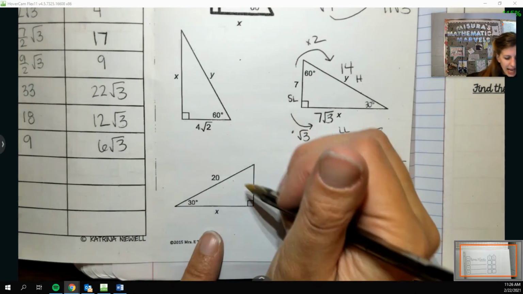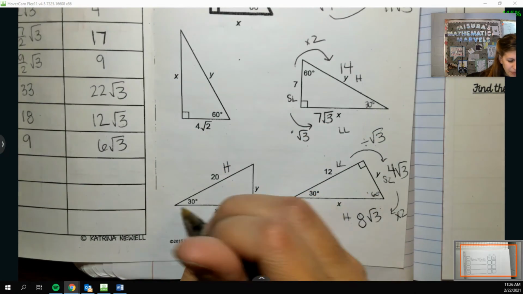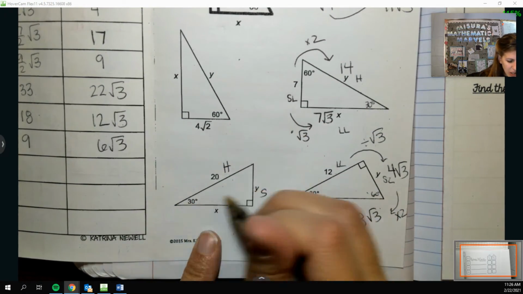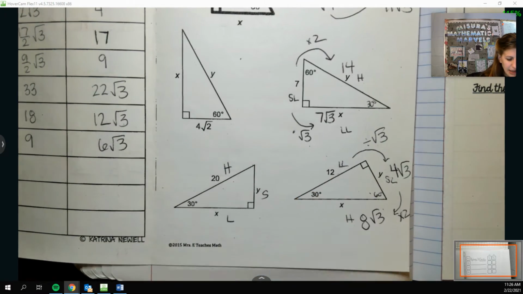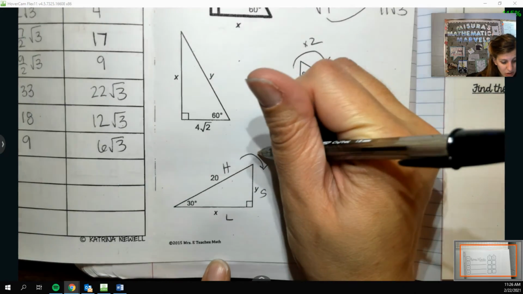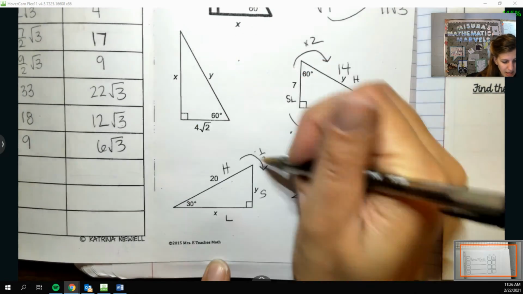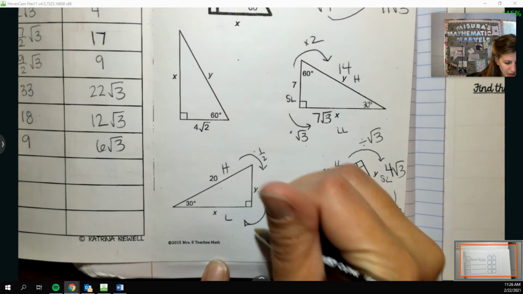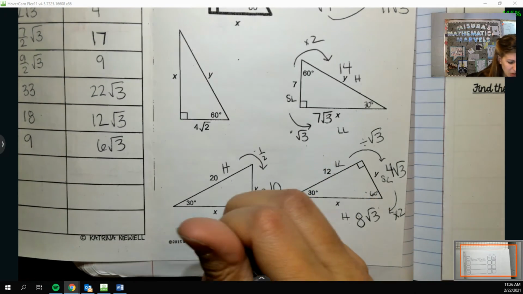This one next, I know the hypotenuse. Y would be the short side because that's across from 30, and this is our long leg. And so I think it's easiest to go from hypotenuse to short because we just take half. So that's 10. And then I go from here to here by putting a root 3 or times by root 3, so 10 root 3.